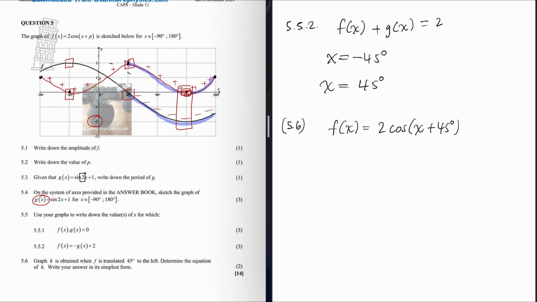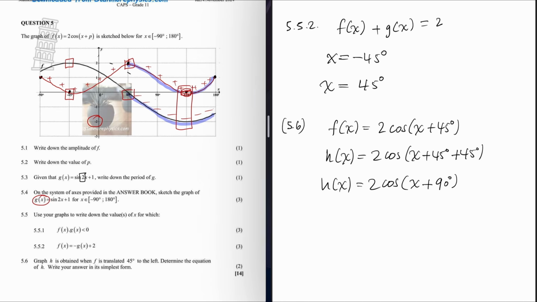Now, the graph of h, so h of x, is going to be 2 cos x plus 45, and because we are translating it further to the left, 45 degrees, we're going to add a further 45. So h of x is going to equal 2 cos of x plus 90 degrees. Because I'm seeing the 90, I'm thinking of co-functions here. So h of x is going to equal x plus 90 simply changes to minus sine. So this is going to be minus 2 sine x.